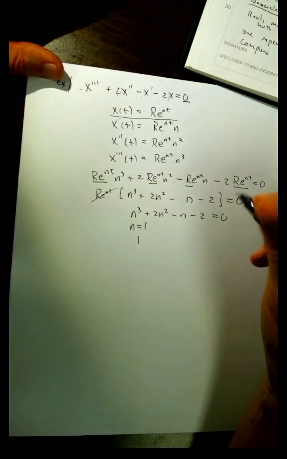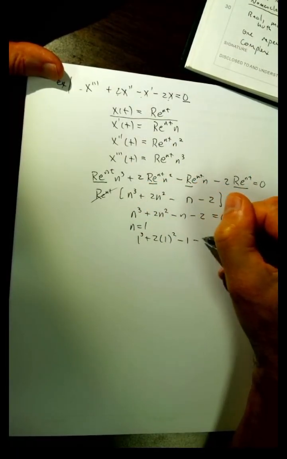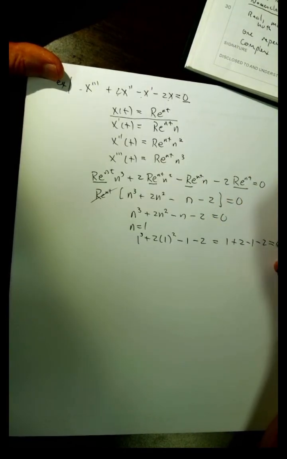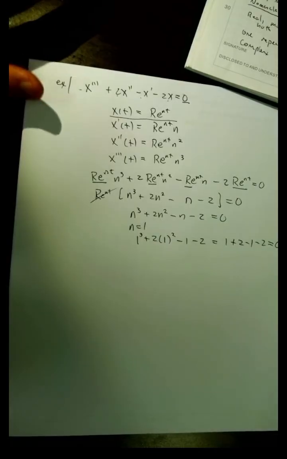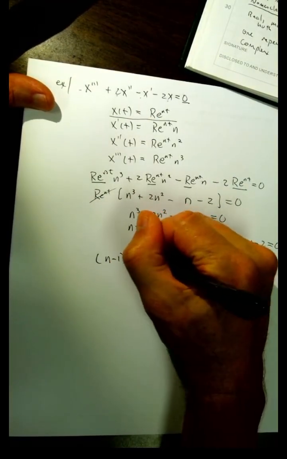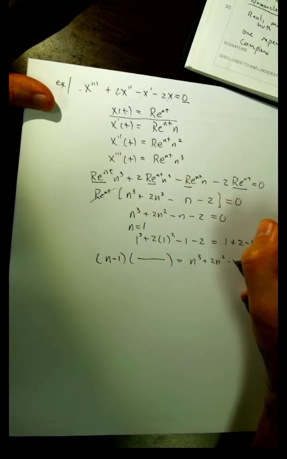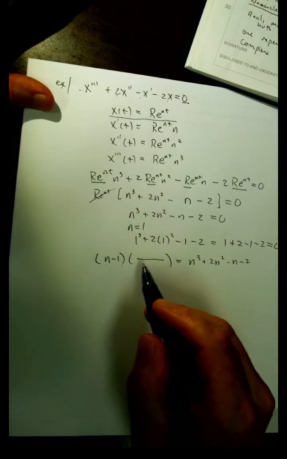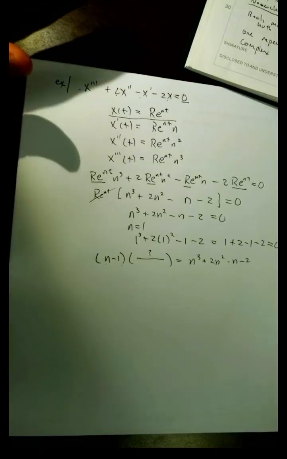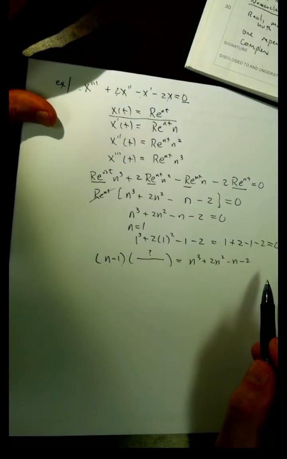Let's see. So 1 cubed plus 2 times 1 squared minus 1 minus 2 gives me 1 plus 2 minus 1 minus 2, which is 0, so that is a root. Why is that a big deal? That's a big deal because that means I can write n cubed plus 2n squared minus n minus 2 as n minus 1 times some quadratic. I don't know what that quadratic is, but I can now use polynomial division to figure it out.